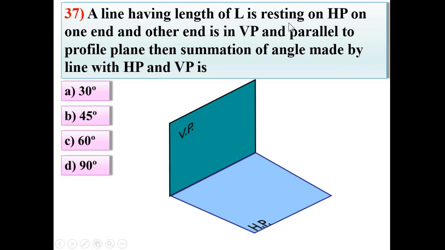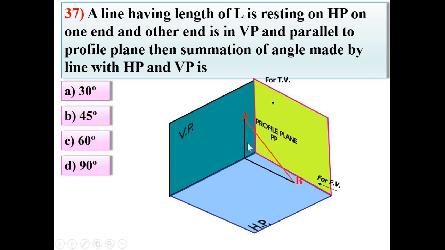So now look at the description. A line resting on HP on one end and the other end is on VP. So now I can imagine this is the profile plane. So one end is on VP and another one is on HP. And that is parallel to the profile plane, that is also given to you. Now the summation of the angles made by the line with HP and VP. So I will give the name first, line AB. Now if I draw the projection, it is like that.